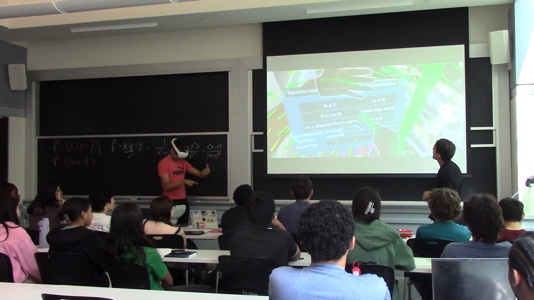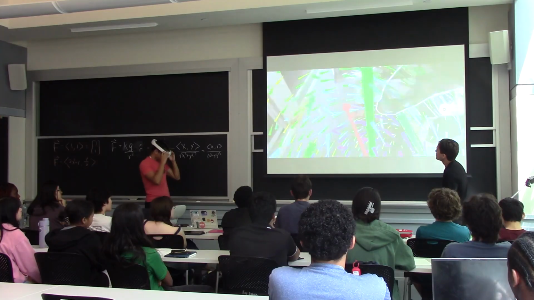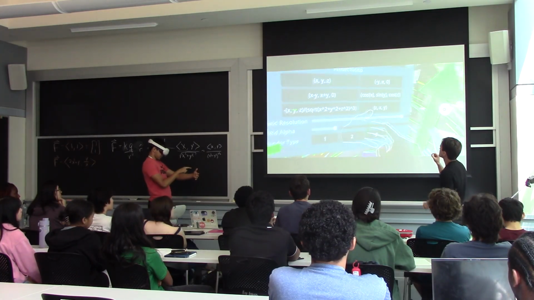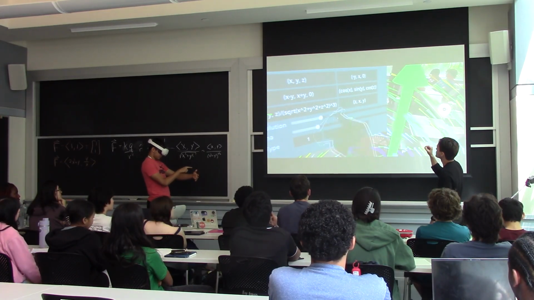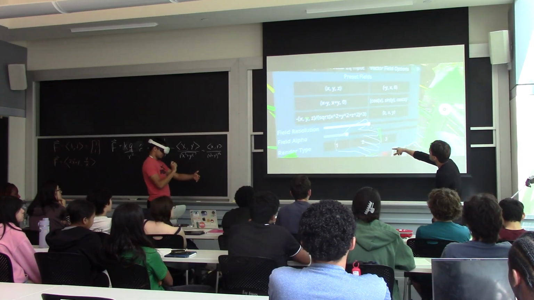Okay. Now field resolution and field alpha are fun little parameters. You can change the slider. So resolution is how many arrows per cubic centimeter there are. If you put too many, it'll be hard. Okay. Now render type. Hit like 3.